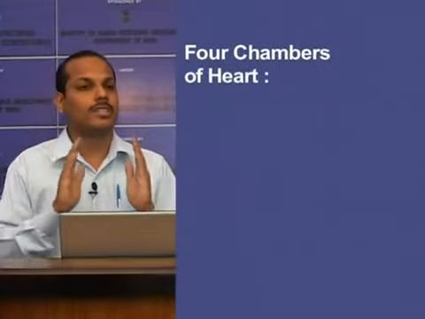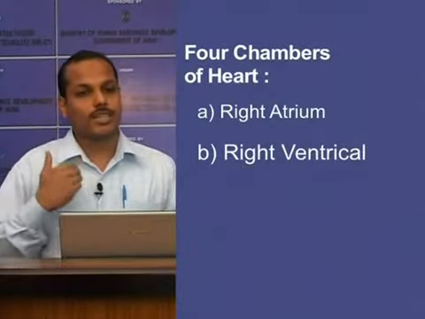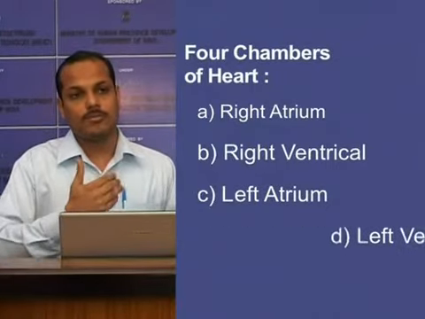Now, there are four chambers of the heart. There is a right atrium, a right ventricle, a left atrium and a left ventricle. The right atrium collects the blood from the systemic circuit. We already discussed it: there are veins from the upper and lower side, that is the superior vena cava and inferior vena cava, and it collects blood from the upper side and lower side of the body.